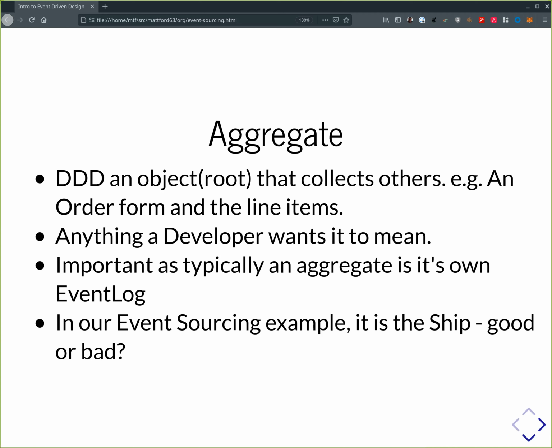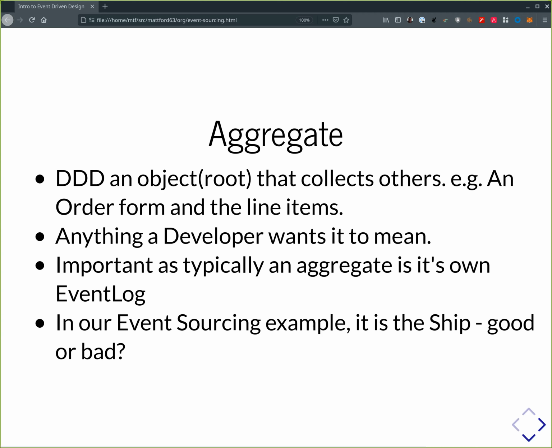But I think the term aggregate is somewhat overloaded. If you're working in an event sourcing system, people might call combining Kafka streams into one stream an aggregate, and perhaps it isn't here. Often in the literature, an aggregate tends to have its own event log.